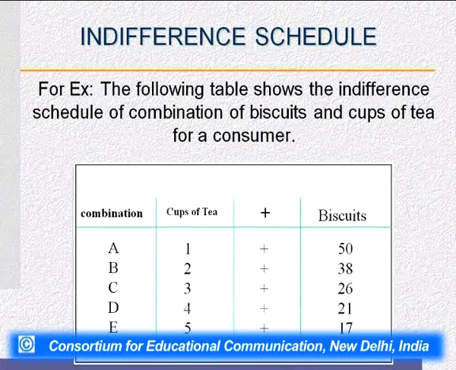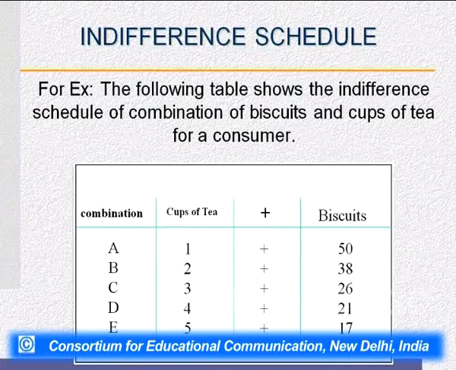For example, the following table shows the indifference schedule of combinations of biscuits and cups of tea for a consumer. Here over the table, you can see some combinations A, B, C, D, E, F of cups of tea and biscuits, two commodities. As you have seen in the definition, the consumer has to choose only two commodities with some combinations.